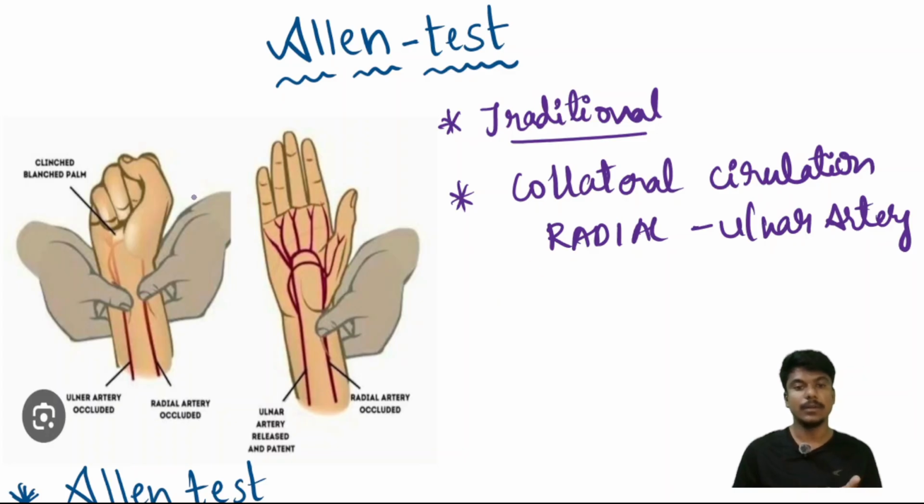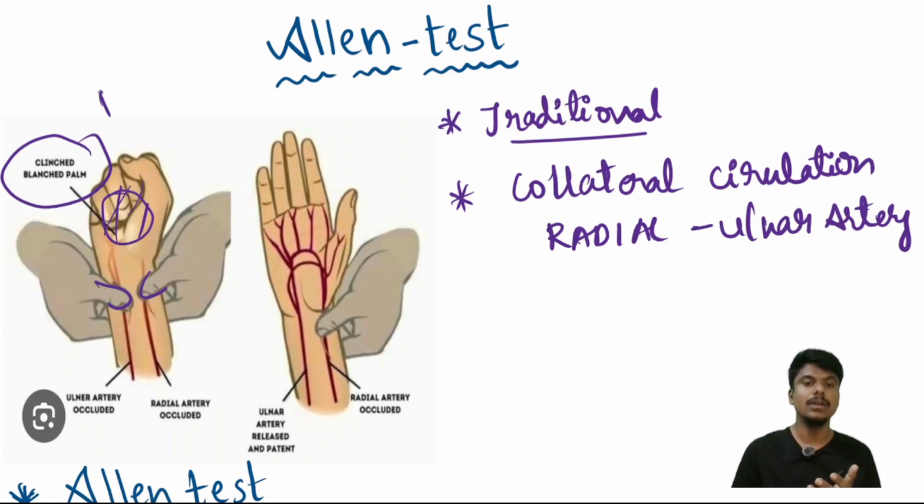So what I told here: the clenched palm is there, and if you see, paleness is there. Once paleness is visible, we'll release the compression. After releasing compression, this whole palm will turn to red or pink. That indicates collateral circulation is there.